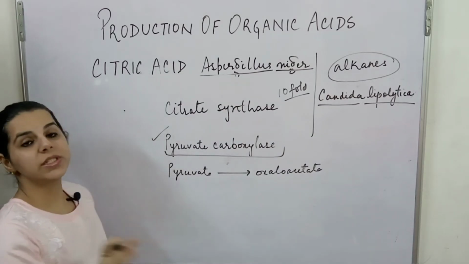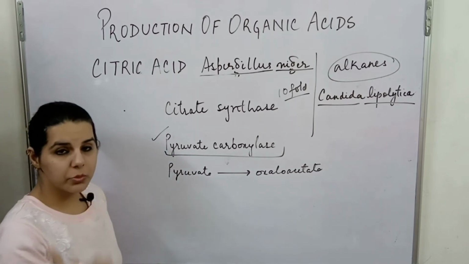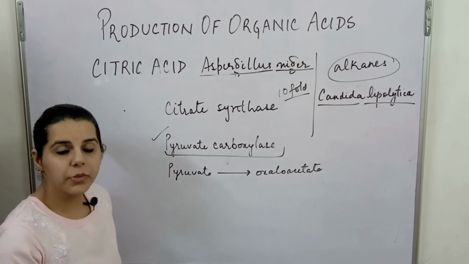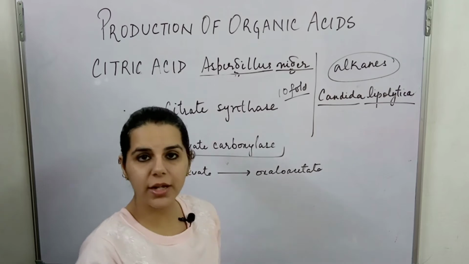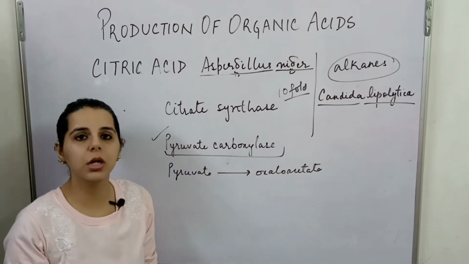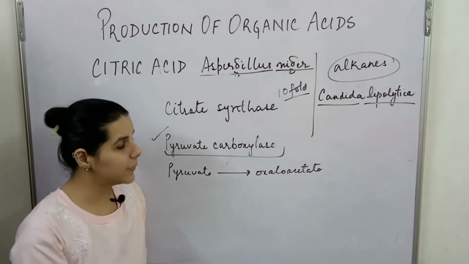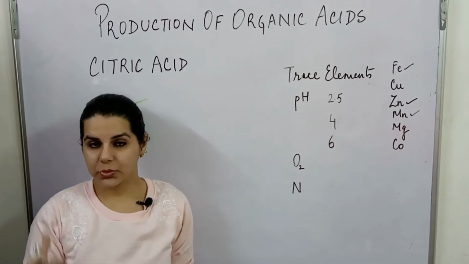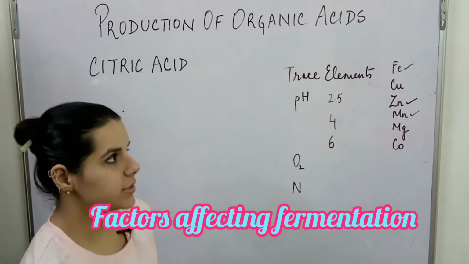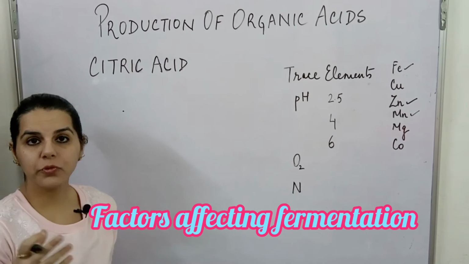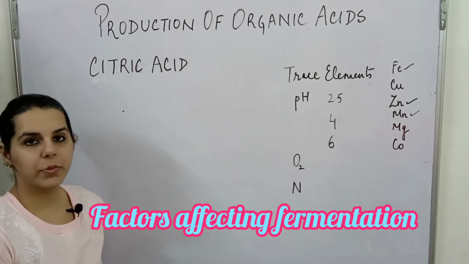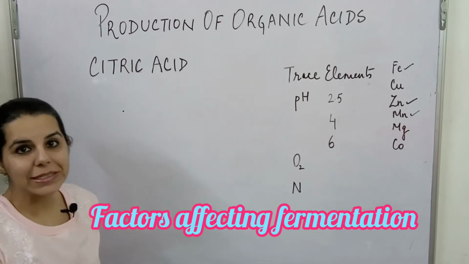So now I'm going to start with the fermentation. What are the processes of fermentation? What are the different types of fermentation? What are the advantages and disadvantages of these fermentations for the production of citric acid, right? Before describing the different fermentation processes, I would like to mention that there are a few factors which affect the fermentation and your citric acid yield, right?